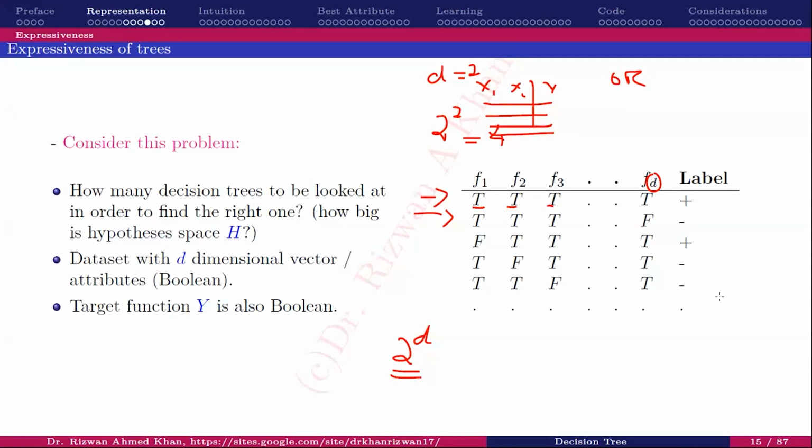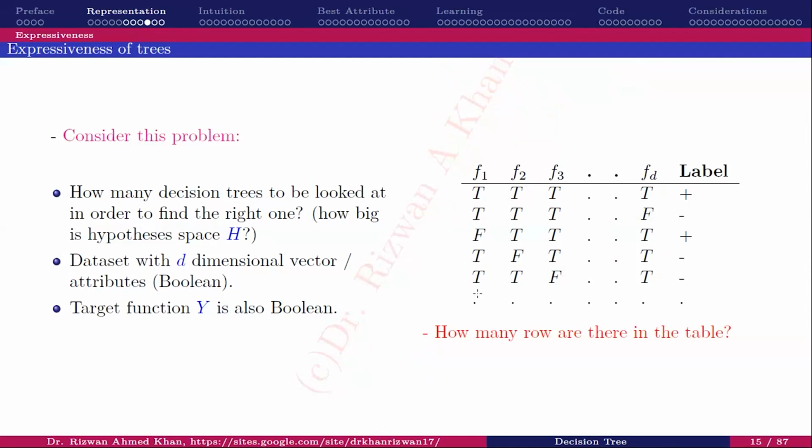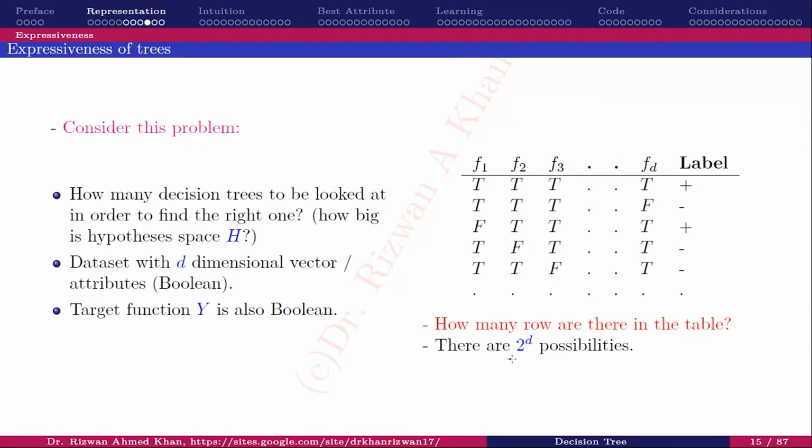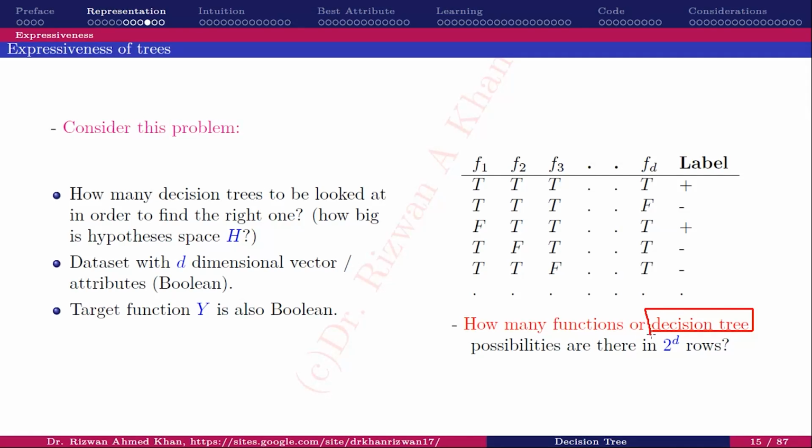Okay, so we reach this conclusion that there are 2 to the d rows in the table. There are 2 to the d possibilities. So how many functions are possible? But the question is how many functions or decision trees this algorithm has to look at to find a decision tree for 2 to the d rows.